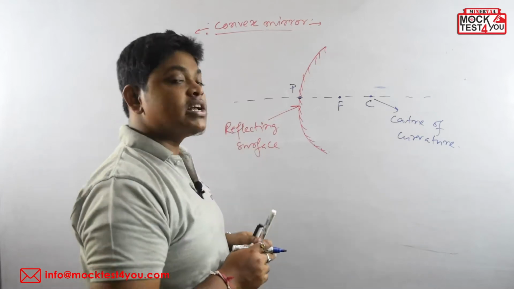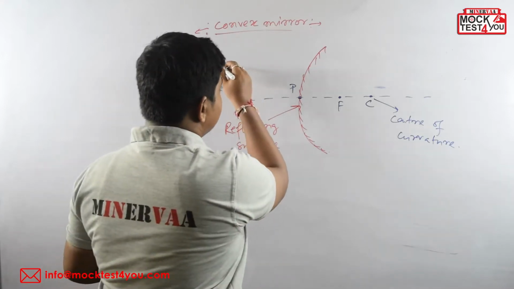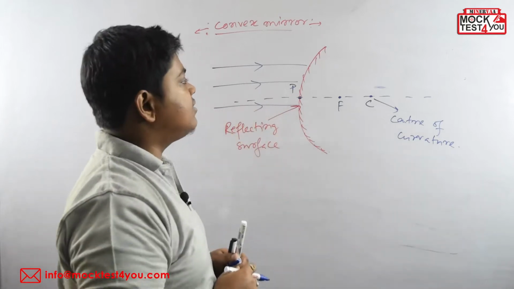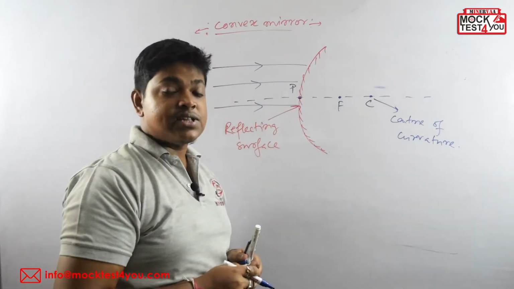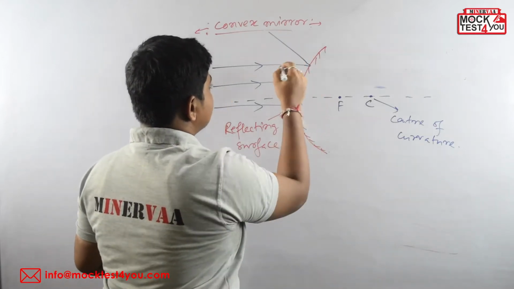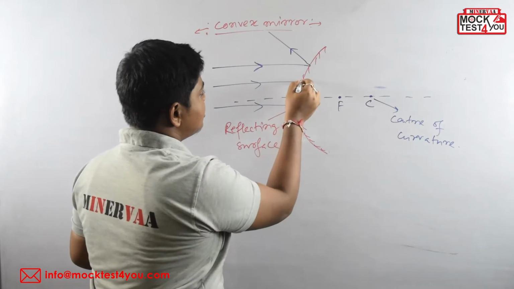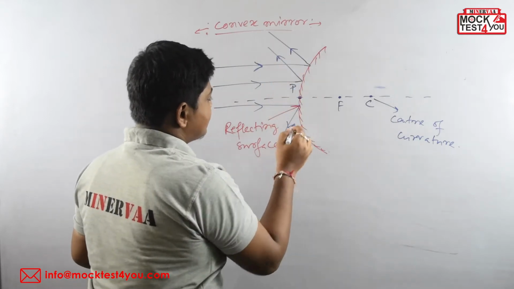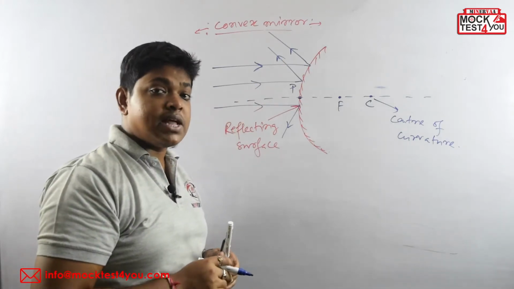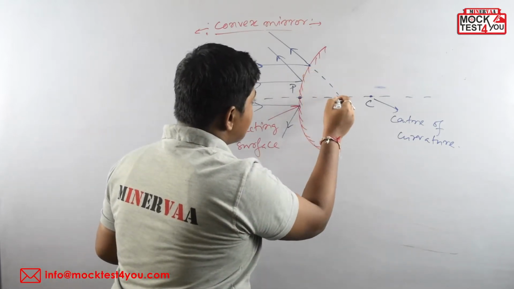As we know, the convex mirror is one type of diverging mirror. Why is it called a diverging mirror? Because if parallel rays are coming to the reflecting surface, then what will happen? They will be reflected like that. This is the incident ray, and this should be the reflected ray. For each and every case, these should be the reflected rays. That means they are not able to meet at any point.